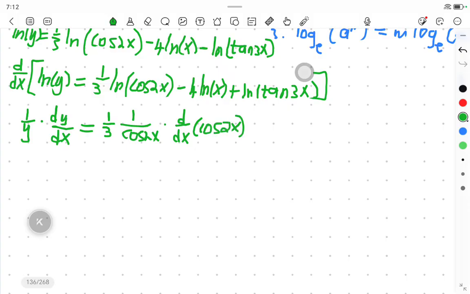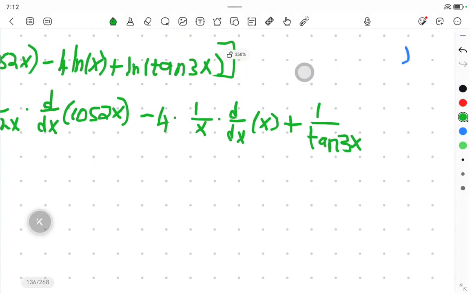Right? And then minus, when I derive this, I'm just going to keep 4 as a constant. Since it's ln x, remember when I derive ln of something, I get 1 over that something times the derivative of the inside. In this case, the inside of this function is x. Then I derive the last one. This is ln of tan 3x, which gives 1 over tan 3x times the derivative of the inside. In this case, the inside is tan 3x.